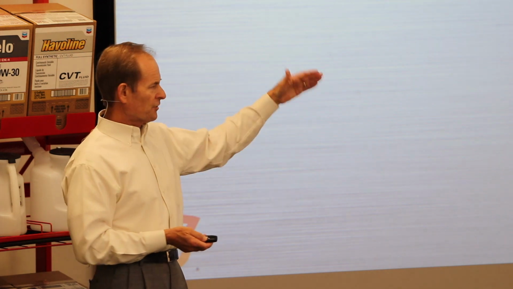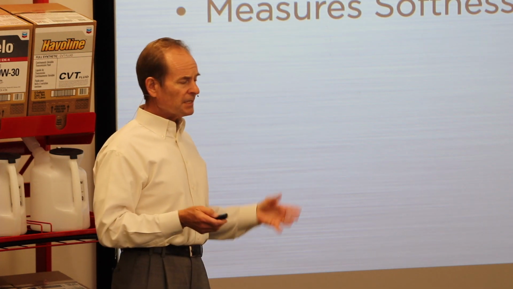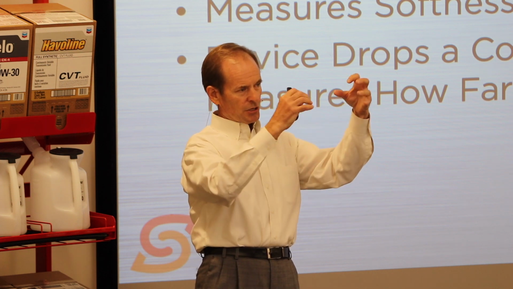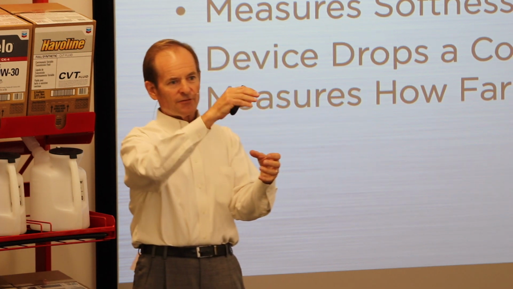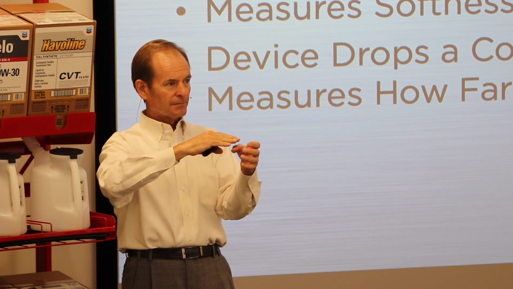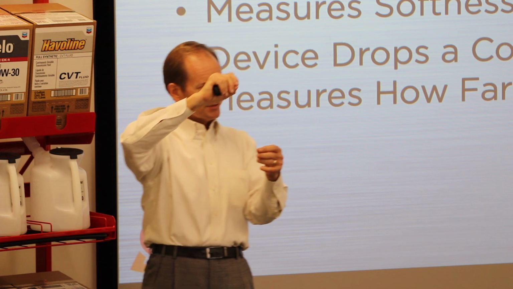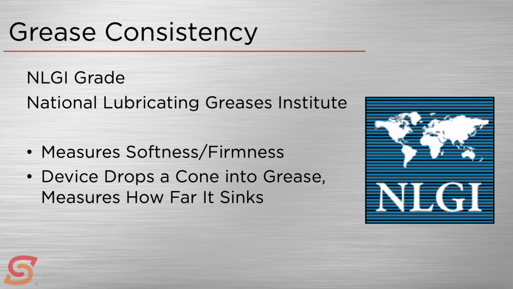And many, many years ago they came up with this method of determining how goopy a grease is. It's called the consistency test. It measures the softness or firmness of your grease. The way this works, I'll describe it now, but I've got a little video to show you in a second. This device drops this cone into a cup of grease, and you look at how far it sinks. If it sinks a lot, is the grease soft or firm? It's soft, right? So a big number of sinking goes to soft grease. Only a little bit of sinking means it's a firm grease. It's pretty straightforward. At least this part's not rocket science.